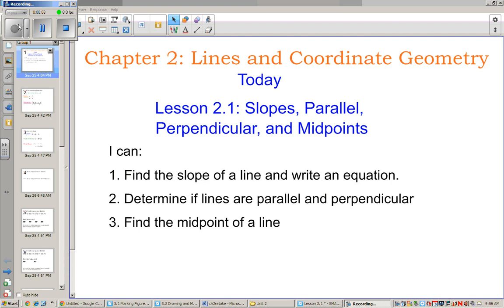Today, we are just going to look at Section 2.1, in which we learn about slopes, parallel and perpendicular lines, and then we'll learn about midpoints. By the end of the day, you should be able to say: I can find the slope of a line and write an equation. I can determine if lines are parallel and perpendicular. And the third one, I can find the midpoint of a line segment.